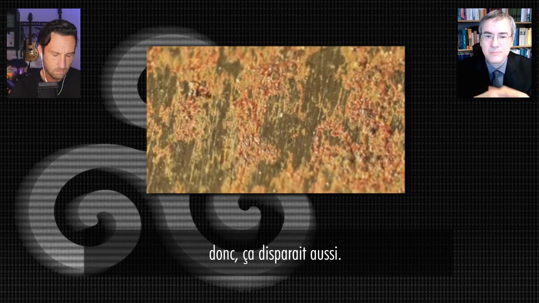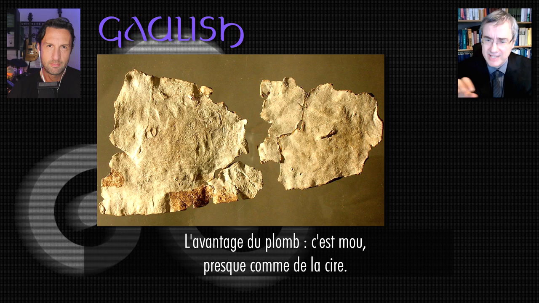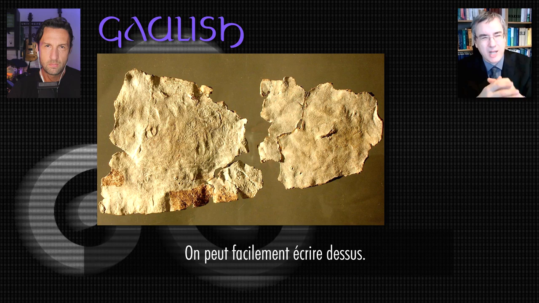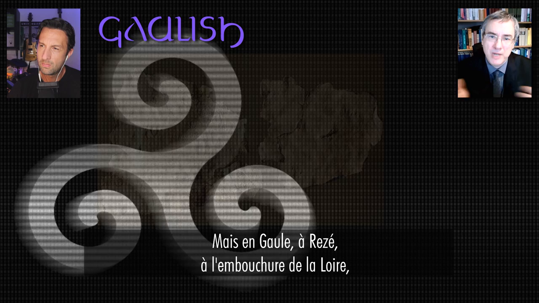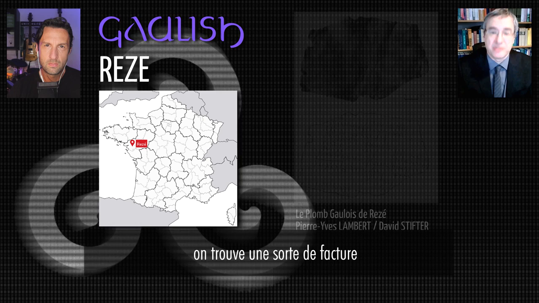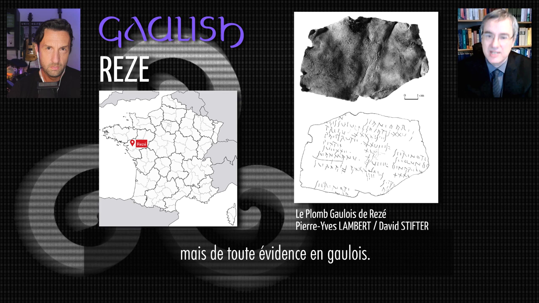In the Gaulish tradition, on the other hand, lead is quite popular. The good thing about lead is that it's very soft, so it's almost like wax, so you can easily write into that. I mentioned those curse tablets or those magic tablets. They are usually on lead, but from Gaul, from a place called Rezé at the mouth of the River Loire, we have what seems to be a business receipt, simply adding up numbers or payments or something like that, but clearly in the Gaulish language. So it's quite possible that that was actually a very common way of using the language.